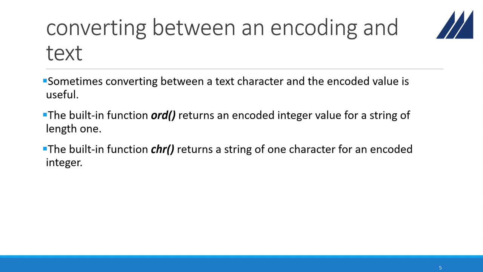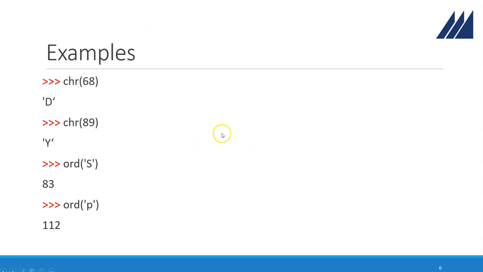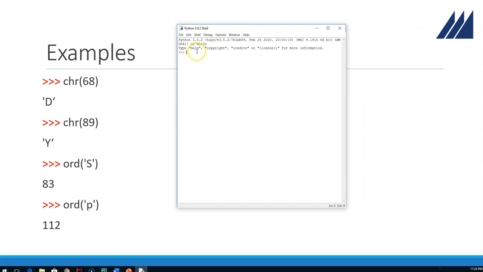So what are the built-in functions that can help us do such a thing? We have a built-in function called ord. This one returns the encoded integer value for the character that you have. And we have another built-in function called chr, and this one returns a string of one character for the encoded integer. So we pass it a number, and it gives us back the character for that code point. Let's take a look at a couple of examples. I'm going to use IDLE, the interpreter, just because I'm not writing a big program and I'm just going to test them right away.